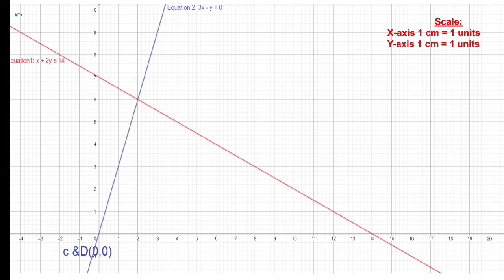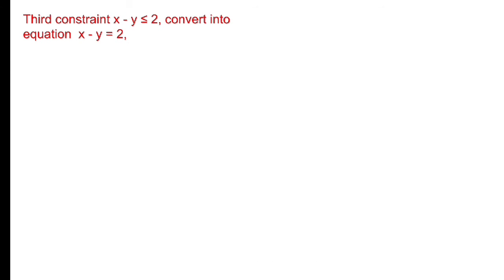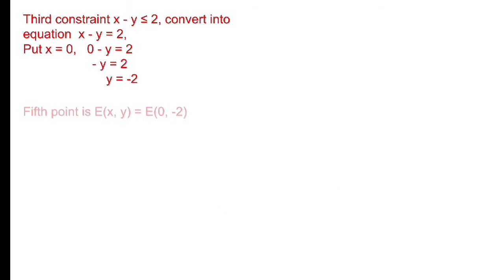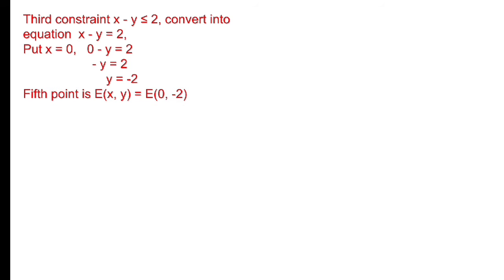Then we'll go to the third constraint. The third constraint is x minus y less than or equal to 2. We can convert it into the equation x minus y equal to 2. Then put x equal to 0: 0 minus y equal to 2, then minus y equal to 2. Therefore y equal to minus 2 will come. Therefore the fifth point is E of x comma y equal to 0 comma minus 2.